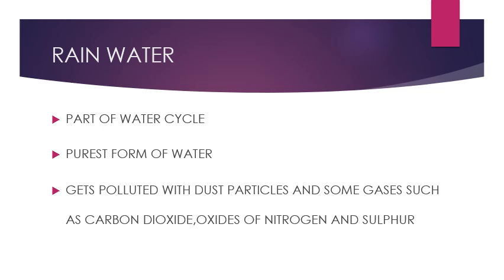Now let's move on to rainwater. Rain forms a part of the water cycle. Rainwater is the purest form of water. However, while falling, it gets polluted with dust particles and some dissolved gases such as carbon dioxide, oxides of nitrogen, and sulfur.